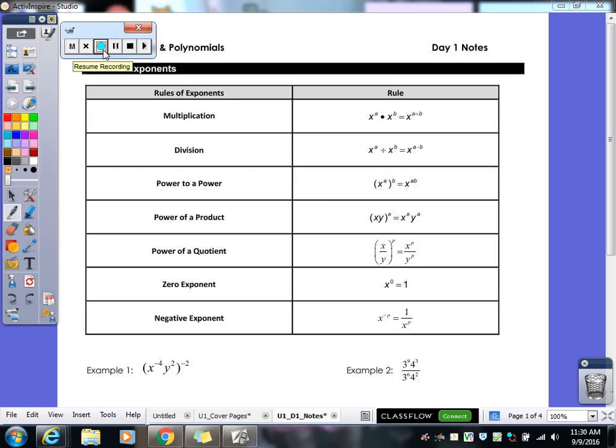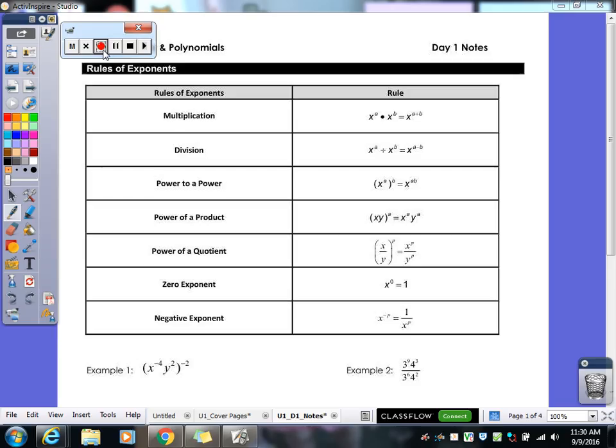So as I mentioned before, this first day is going to be review of stuff that you have already been taught. Since it's review, my hope is that it's going to come right back and you'll be like, oh my gosh, I totally remember that now. So we're going through first our rules of exponents, and we have different rules for our different operations.